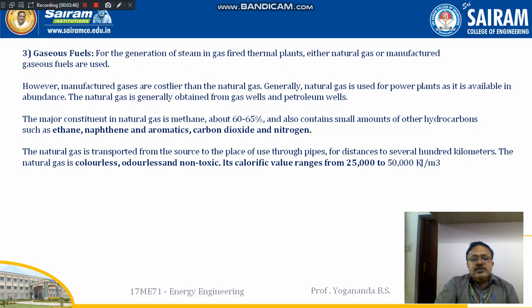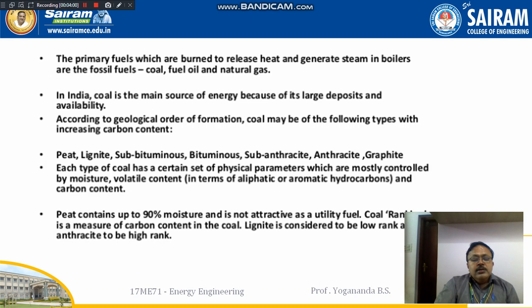The natural gas is transported from its source of storage to the place where you are burning it using pipes for distances of several hundred kilometers. To summarize, coal, fuel oil, and natural gas are the three major sources of energy. By burning any one of these, we are converting water into steam. Thereby, steam is passed on to the turbine where it is generating electricity.